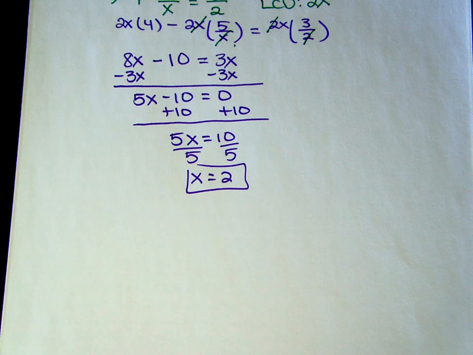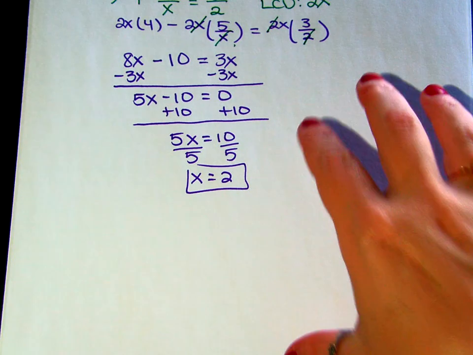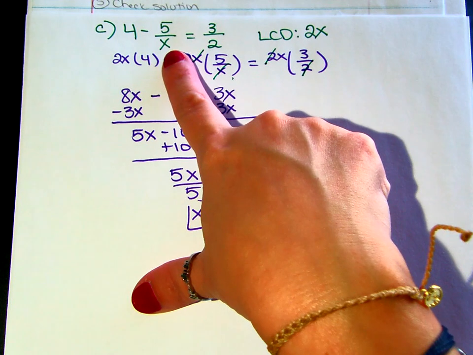Now, again, we would check our answer. In my handwritten notes, I do check it. It does work. This is actually the first problem, though, where we potentially could have had an extraneous solution. Here's why. Your extraneous solutions are going to pop up when you have a variable in your denominator.